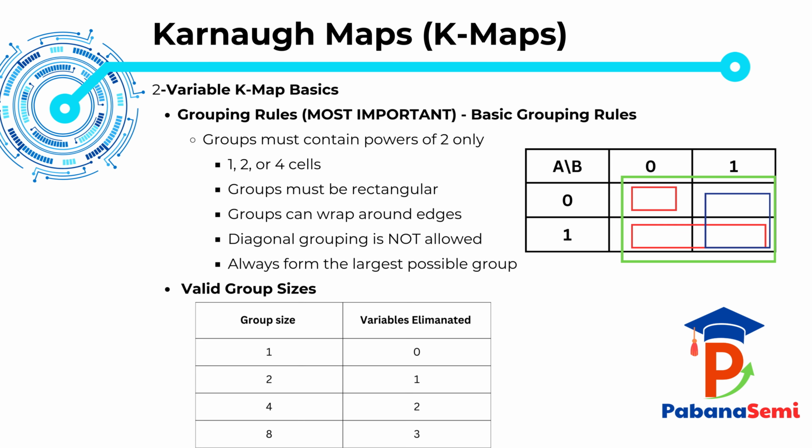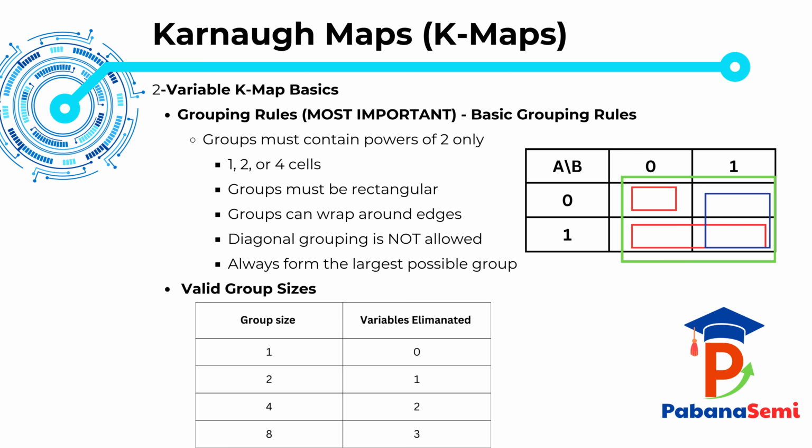Now, let us delve into the most crucial aspect of Karnaugh Maps, the grouping rules. Correct grouping is, without a doubt, the key to achieving a minimal Boolean expression. Basic grouping rules. First rule, groups must contain powers of 2 only. This means valid group sizes are 1 cell, 2 cells, 4 cells. Any other grouping size is not allowed.